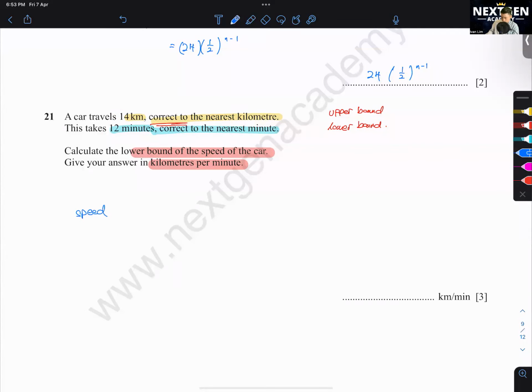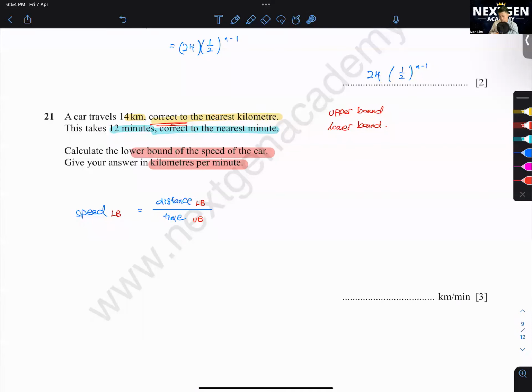Speed equals distance over time. All right. We want to find the lower bound for the speed. So what is the combination? Something divided by something. Lower bound divided by upper bound. A small value divided by a big value, so I will get my outcome to be very small.